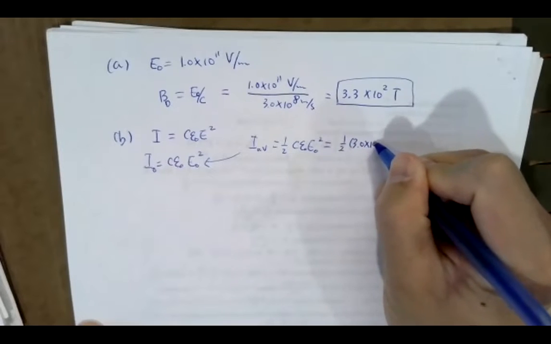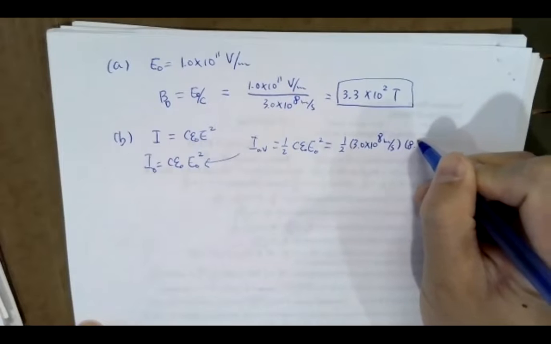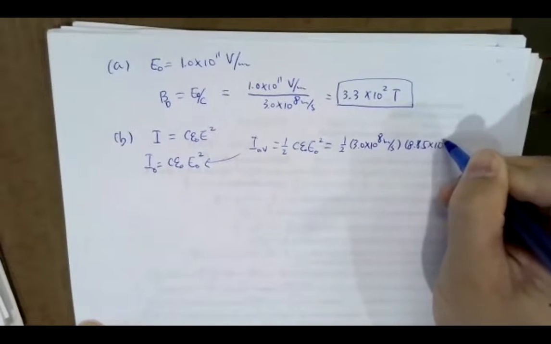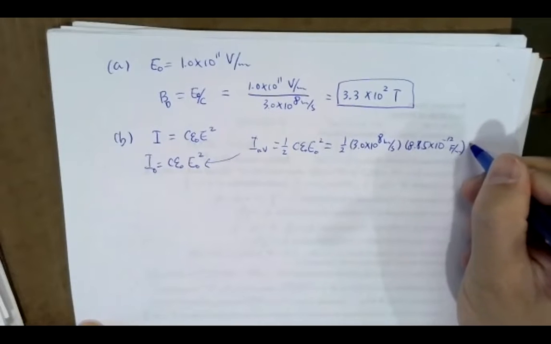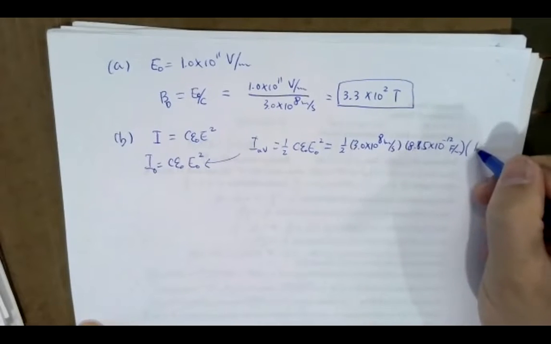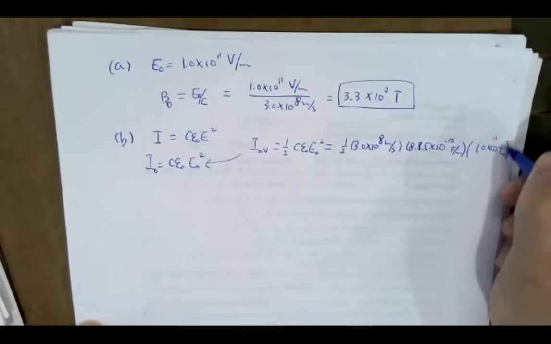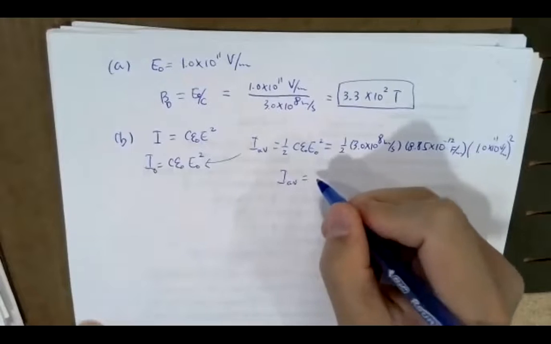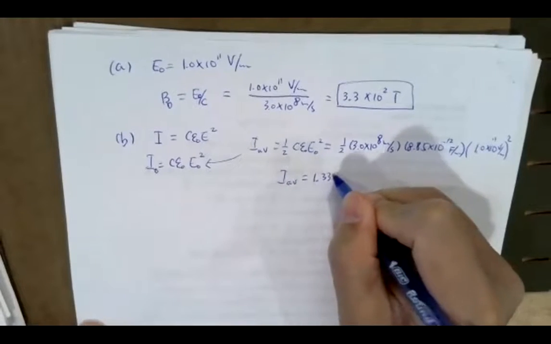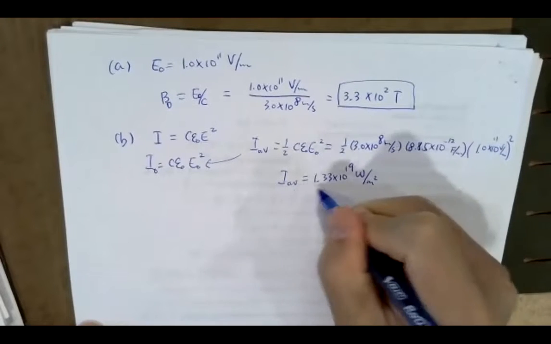c is 3.0 times 10 to the 8 meters per second, epsilon naught is 8.85 times 10 to the minus 12, and E maximum is 1.0 times 10 to the 11, squared. So your average intensity is equal to 1.33 times 10 to the 19 watts per meter squared.